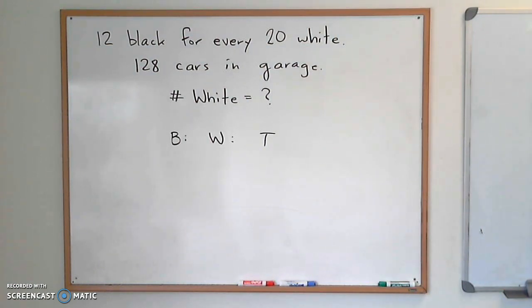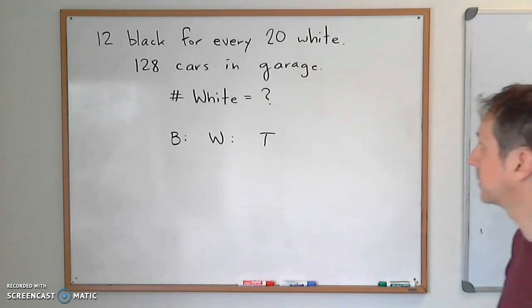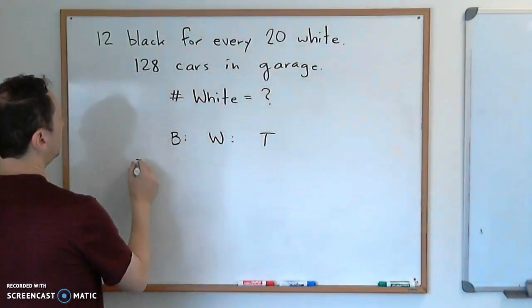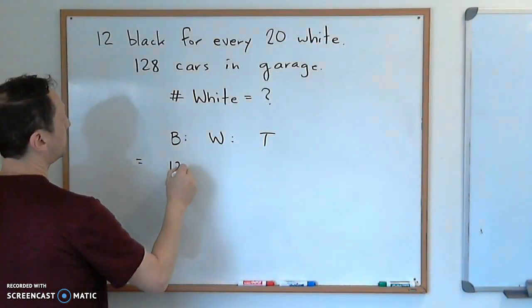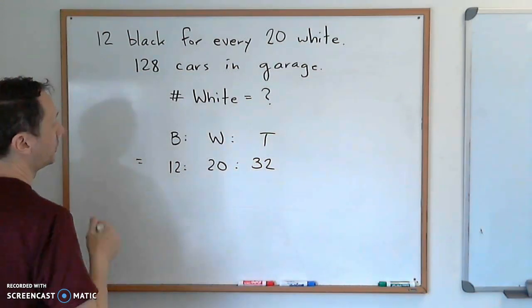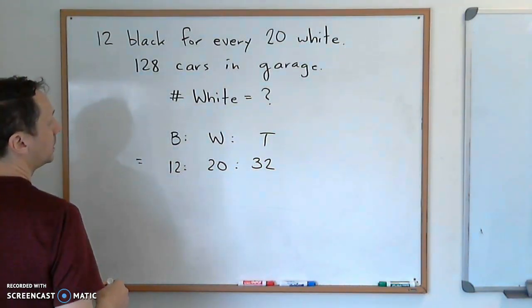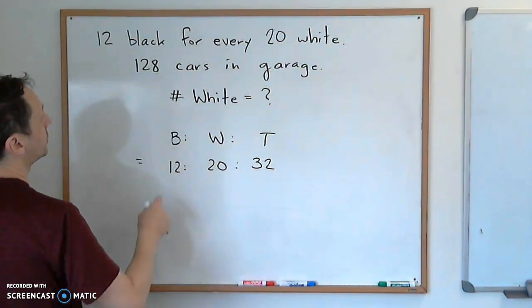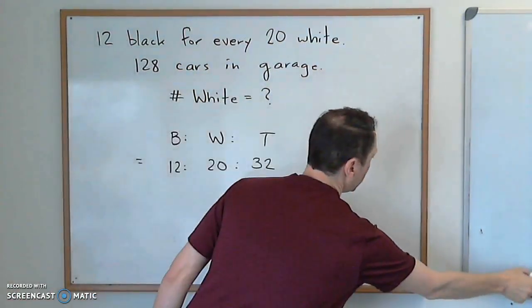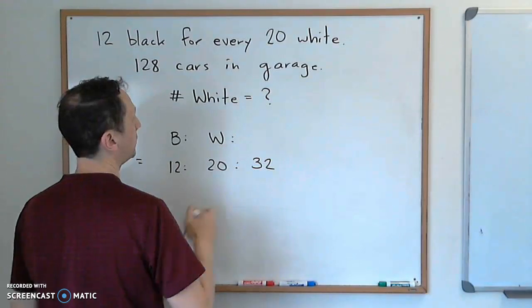Just as an alternative way of approaching this, you never know, it might be useful on some other problems. We can think about this as a 3-part ratio, black to white to total, which would equal 12 to 20. And if we add 12 and 20, we get 32. And then, of course, in this problem, we are also given that the total number of cars is 128. So we can replace that with a 128.